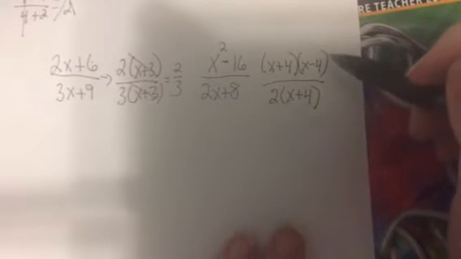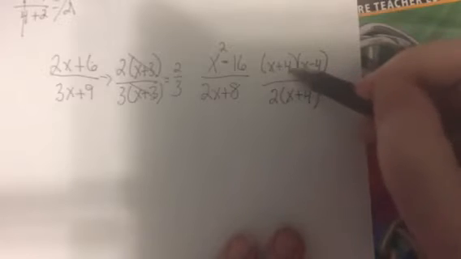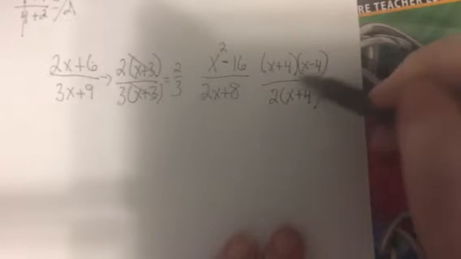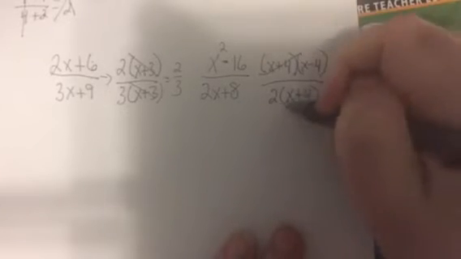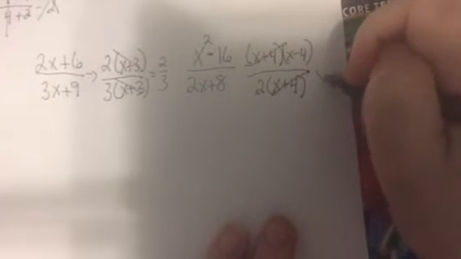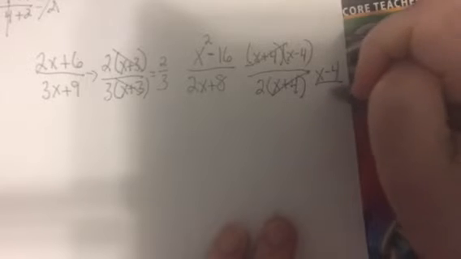Now, do I have anything in common? On top, I only have x plus 4, and I have an x minus 4. On the bottom, a 2 and an x plus 4, so I can cancel the x plus 4s. So my answer is x minus 4 over 2.